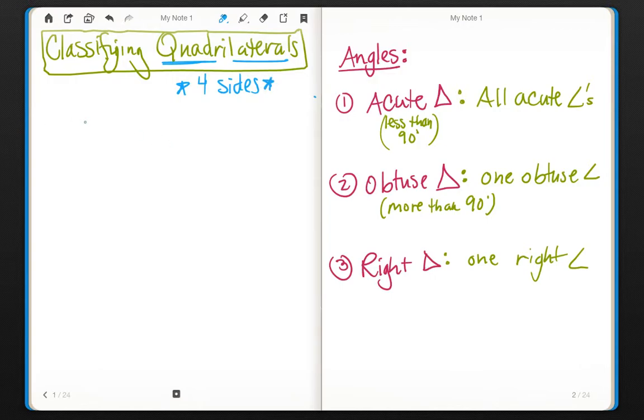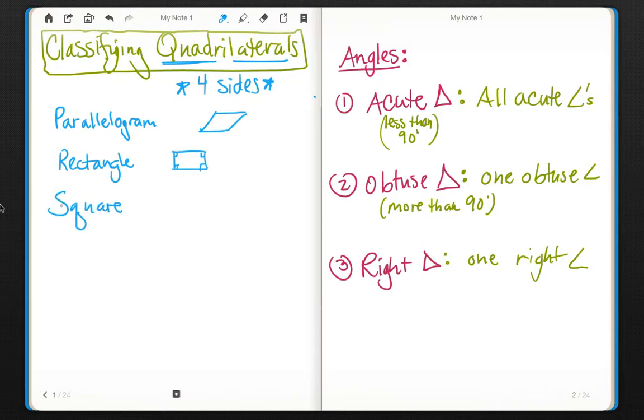So let's look at some different ones. We talked about this already, a parallelogram. We did this in earlier lessons. And typically, you'd see them like that. A rectangle. Remember, a rectangle is a type of parallelogram, but it's the one that has 4 right angles. And then a square is also a parallelogram. It's also a rectangle, but it's a special rectangle that has those 4 right angles like a rectangle does, but it has your 4 equal sides.